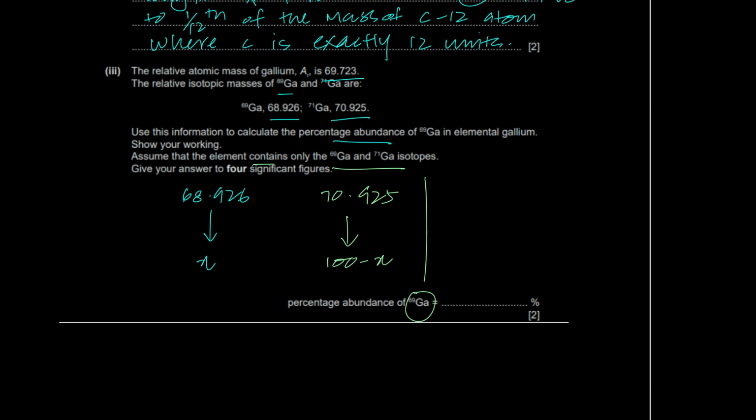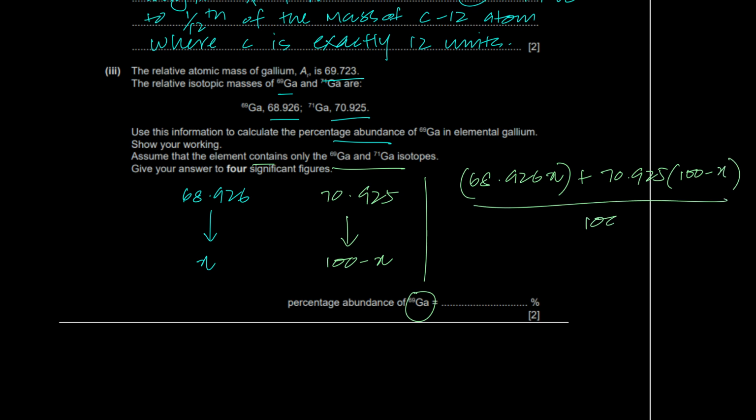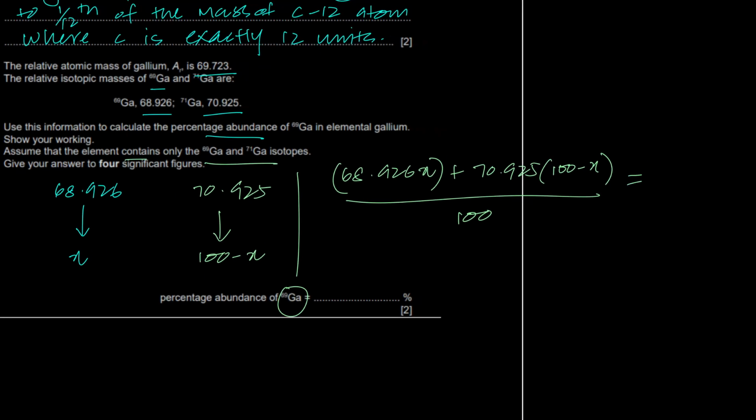So how do you calculate the Ar? 68.925 multiplied by X plus 70.925 multiplied by 100 minus X, divided by the total abundance, which is 100, equal to the relative atomic mass, which in this case is given. It's 69.723. And you could use your calculator to get the answer for X. You could either solve this arithmetically or use the calculator to get the answer for X.